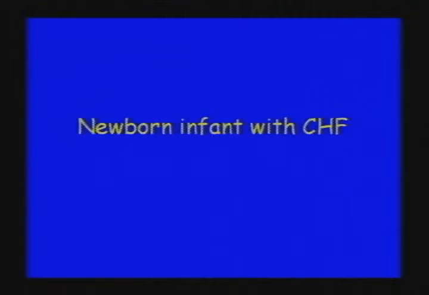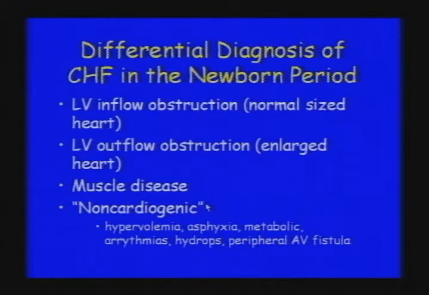The first case I'm going to discuss with you is a newborn infant with congestive heart failure, and here you can see that there is marked enlargement of the cardiothymic silhouette and that there's also vascular congestion in the lungs. The child is intubated. The differential diagnosis of congestive heart failure in the newborn period includes several main categories. Left heart inflow obstruction, which would give you a normal-sized heart, things like total anomalous pulmonary venous return. A left heart outflow obstruction would give you an enlarged heart, things like aortic stenosis or a hypoplastic left heart. Muscle disease, cardiomyopathy, and non-cardiogenic causes such as electrolyte imbalances and peripheral AV fistulas.